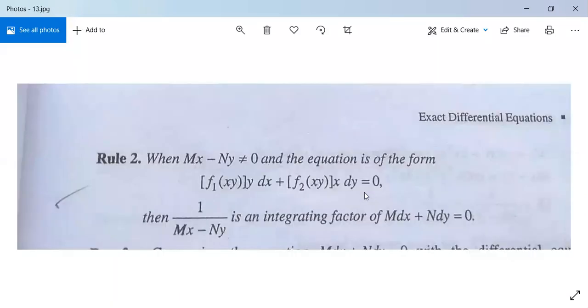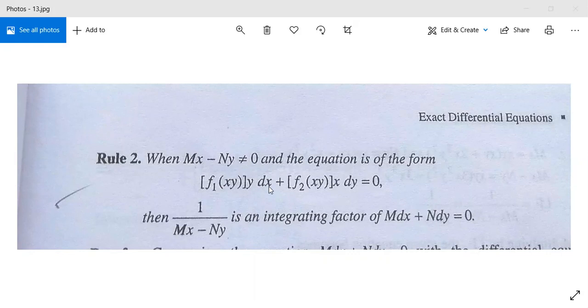After this, we will have another rule, rule 2. The earlier one was rule 1, now it is rule 2. When m into x minus n into y is not equal to 0, and the equation is of the form f1(xy) into y dx plus f2(xy) into x dy is equal to 0, then 1 over (mx minus ny) is an integrating factor of m dx plus n dy is equal to 0. It means when our given equation is not exact, and it is of this form, and also mx minus ny is not equal to 0, then 1 upon (mx minus ny) will be our integrating factor for this non-exact differential equation.